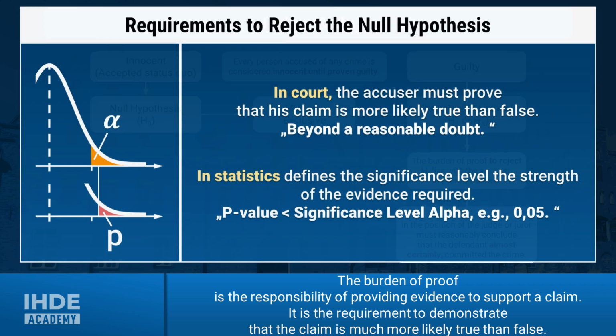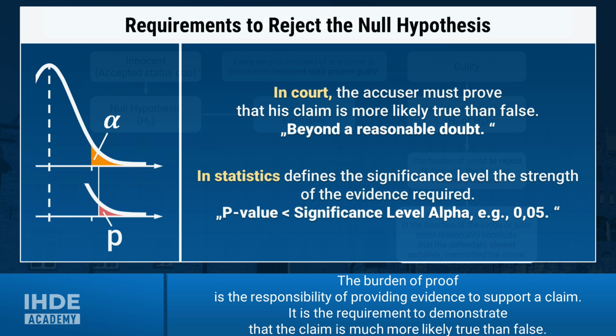At this point, a small reference to the requirements for rejecting a null hypothesis in statistics. In court, the accuser has to prove that his allegation is more true than false. For a guilty verdict, guilt must be proven beyond a reasonable doubt. In statistics, it is defined in advance how strong the evidence against the null hypothesis must be before it is rejected and the alternative hypothesis is accepted. The value or evidence calculated here is, for example, the so-called p-value.